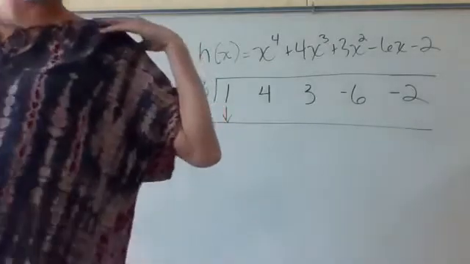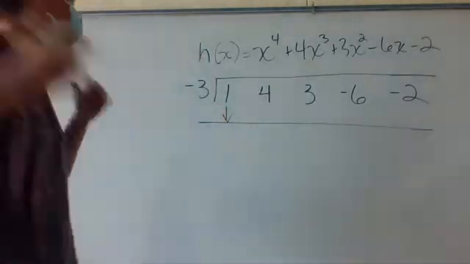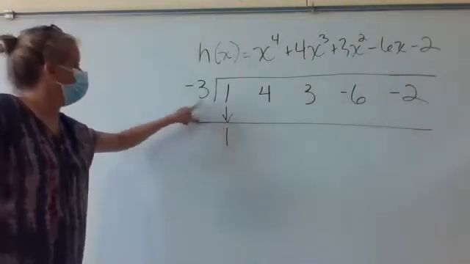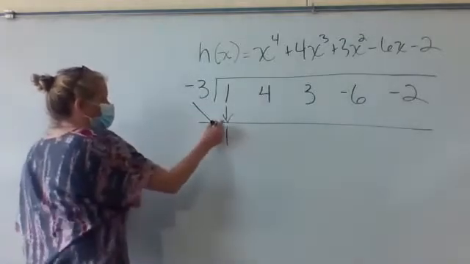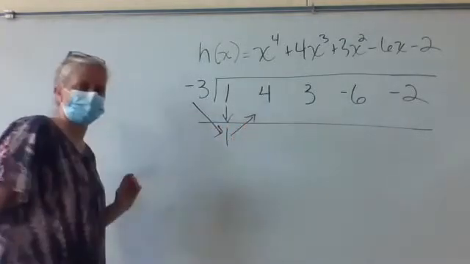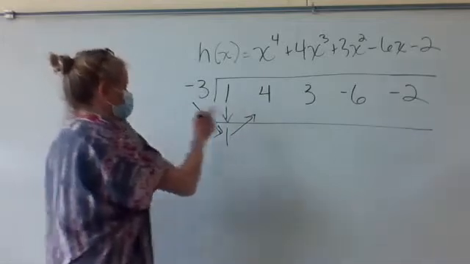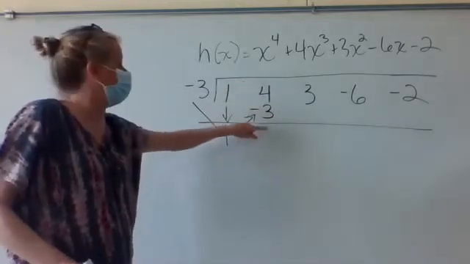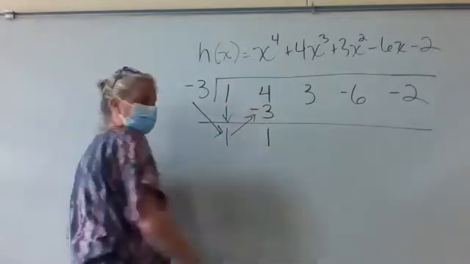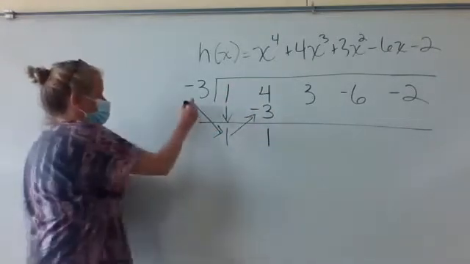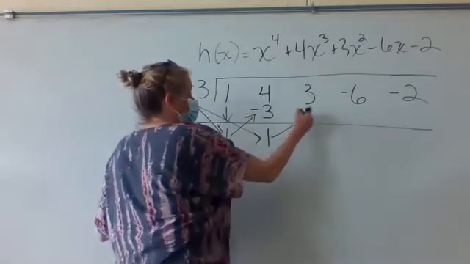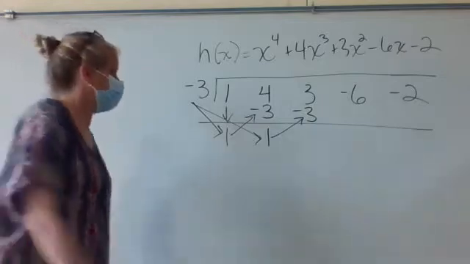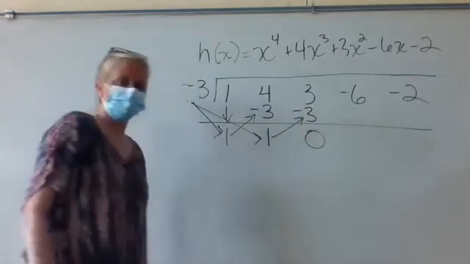Now remember the flow of synthetic division. Drop down your first number, 1. Then do the multiplying. -3 times 1 and put your answer there. So -3 times 1 gives me -3. And then combine that straight down. 4 minus 3 is 1. Then do it again. -3 times 1, -3. When I combine that straight down, I get a 0.